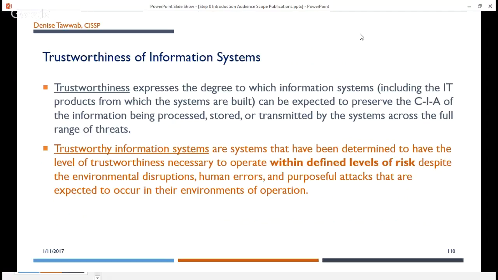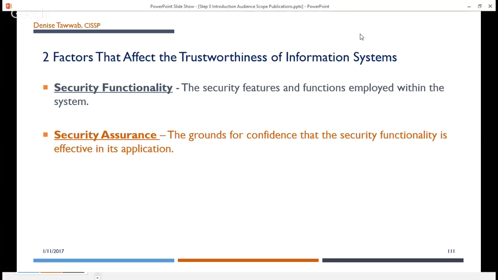Trustworthy information systems are systems that have been determined to have the level of trustworthiness necessary to operate within defined levels of risk, despite the environmental disruptions, human errors, and purposeful attacks that are expected to occur in their environments of operation. Two factors affect the trustworthiness of information systems: security functionality and security assurance. Security functionality is the security features and functions employed within the system, and security assurance is the grounds for confidence that the security functionality is effective in its application.